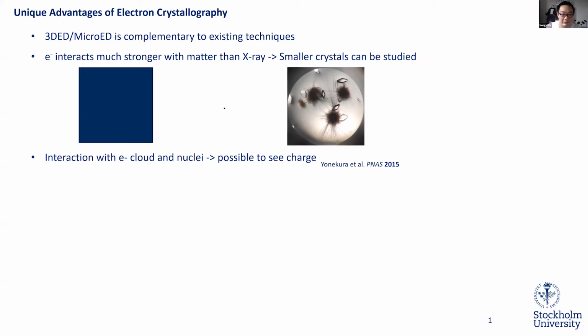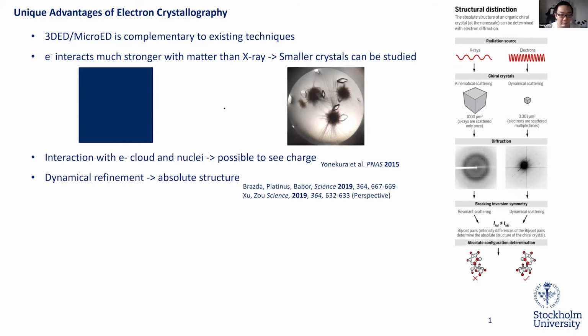Okay, electron also interacts not only with nuclei, but also with electron clouds. So it is possible to see charge in the electrostatic potential map generated by electron diffraction data. Also, because electron interacts with matter so strongly, we get dynamical effects from electron diffraction. Using dynamical refinement, we can actually study the absolute structure of chiral crystals. In this case, Lukas Palatinus' group last year showed that it was possible to treat the dynamical scattering in electron diffraction data in order to solve an absolute structure.